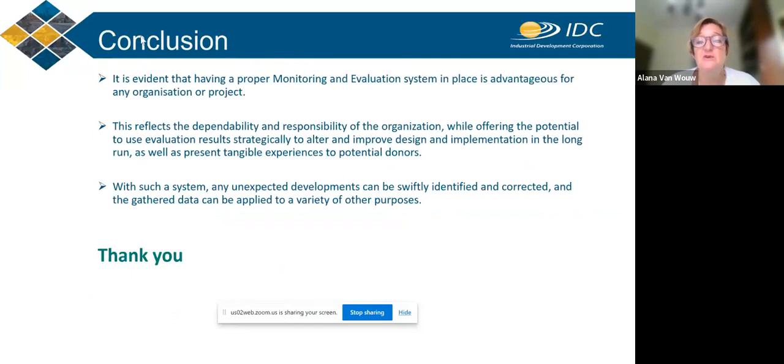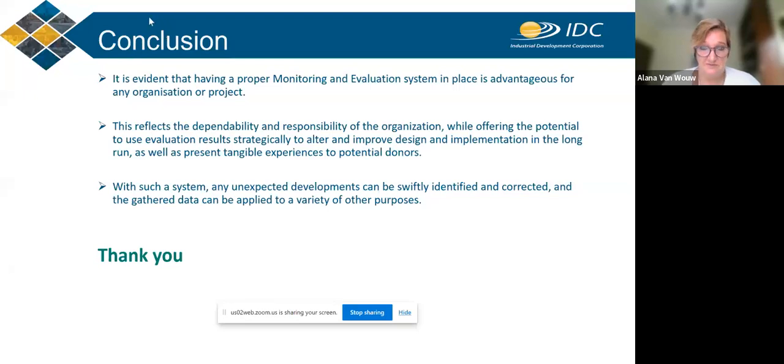And monitoring and evaluation systems give you that information at the tip of your hand, and it's easier for potential funders and donors to actually see that it is a tangible project. And with such a system, it shows development. It can be quickly identified and corrected if there's a problem.